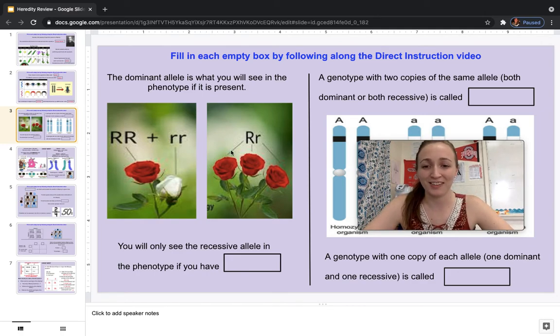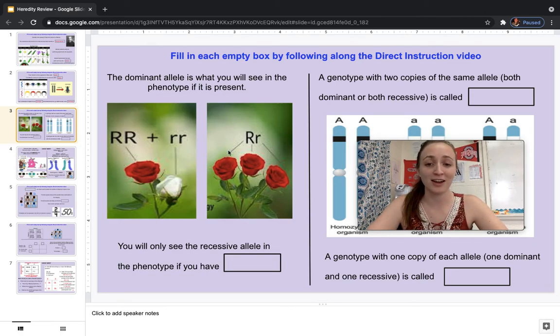If you look here at this picture of these roses, we have the dominant allele, which is a capital R, and the recessive allele, which is a lowercase r. The dominant allele in this case is going to be the red color rose, right? So this flower inherited two dominant alleles, so it's going to have a red rose.